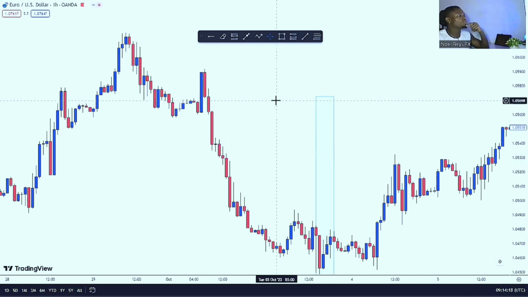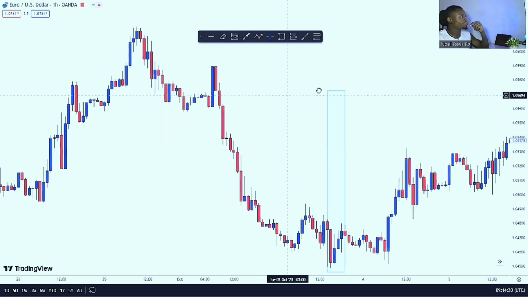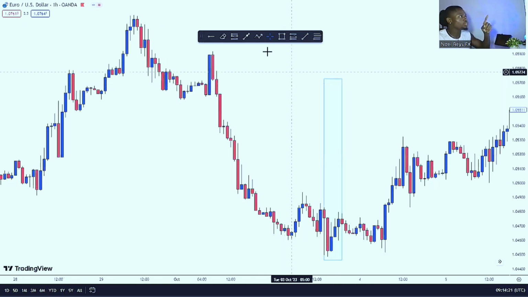Let me show you for bullish what I would also do. And now for this trend line, I didn't even show you. You can see that the market broke from here. Wait, let me draw the trend line again.